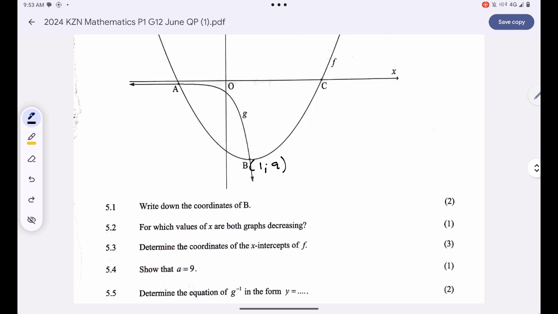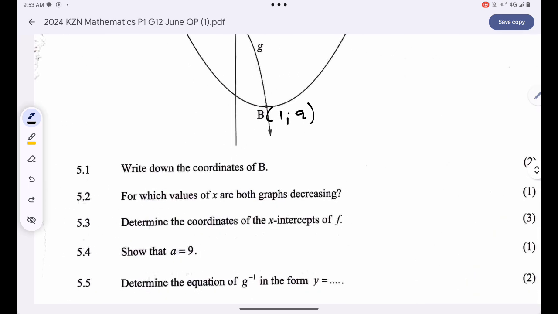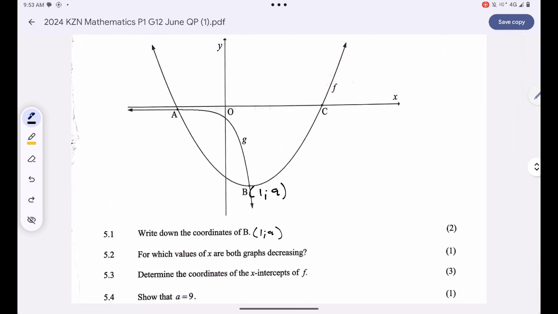Okay. First question, they want us to write down the coordinates of B. We already did that. That's 1 and 9. For which values of x are both graphs decreasing? The graphs will be... let me check.